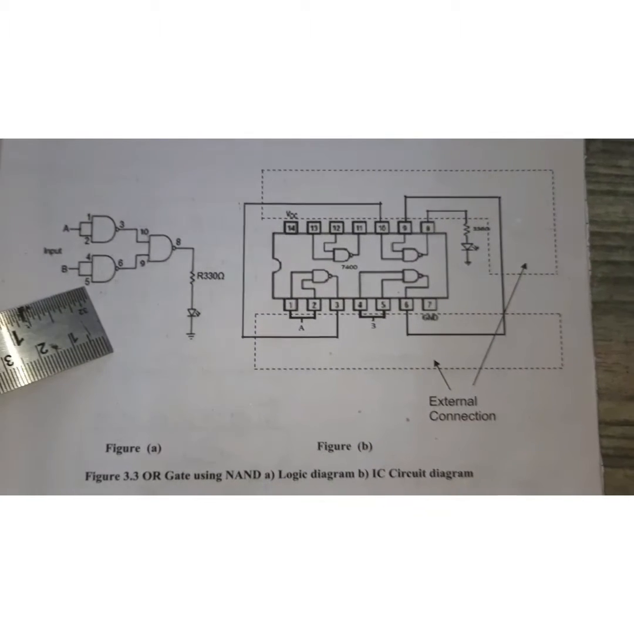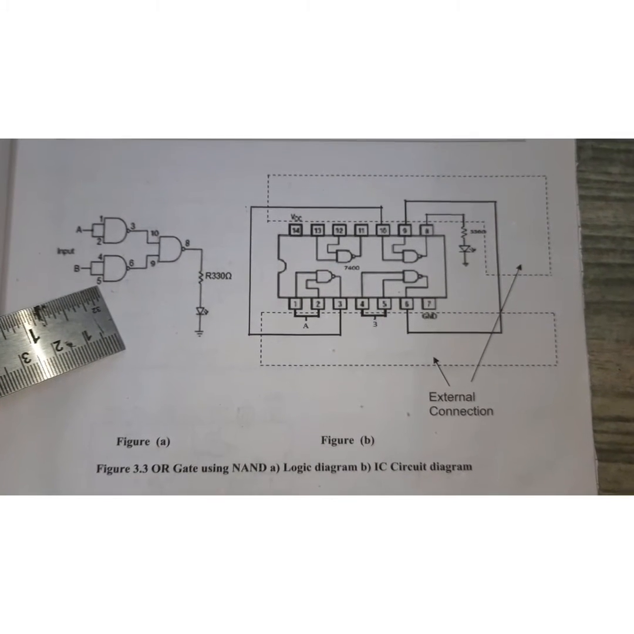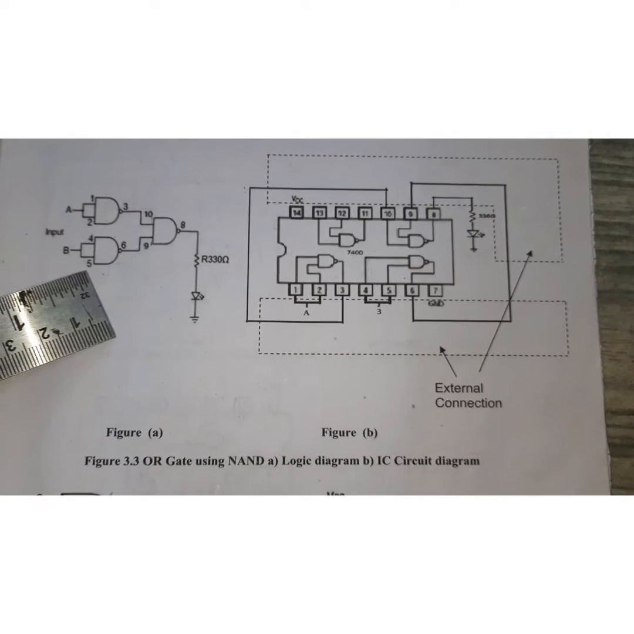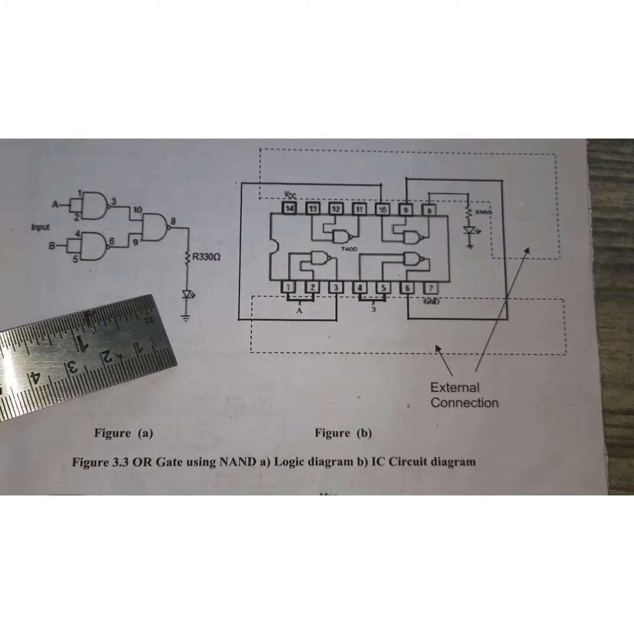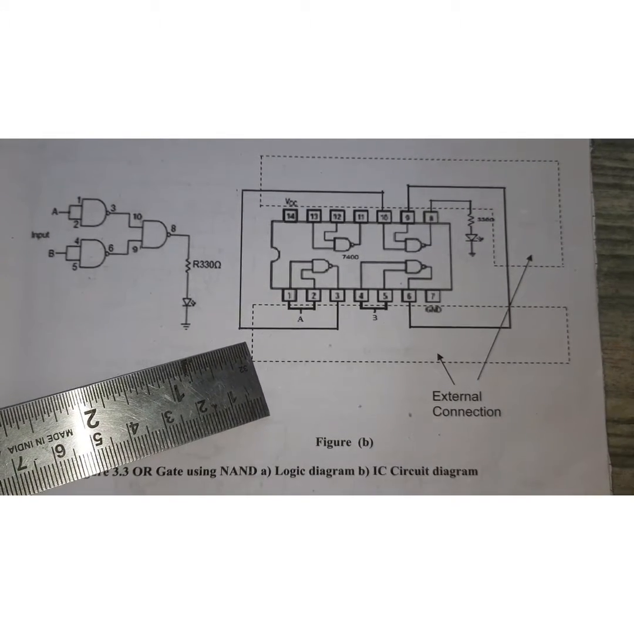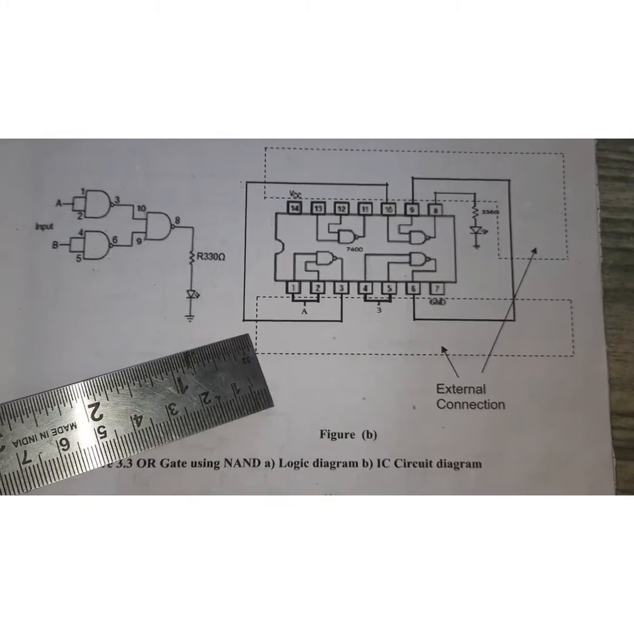Logic diagram of NAND gate as OR gate. That means by using NAND gates we are going to construct OR gate. The output will be of OR gate, and this is the circuit diagram of the NAND gate as OR gate.